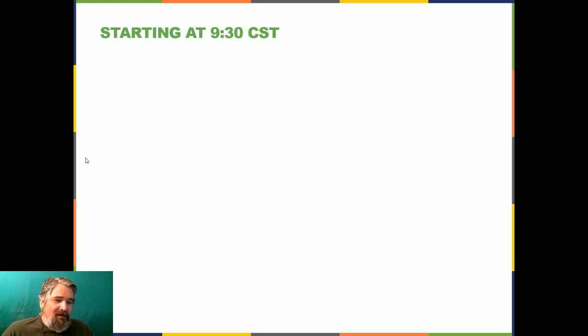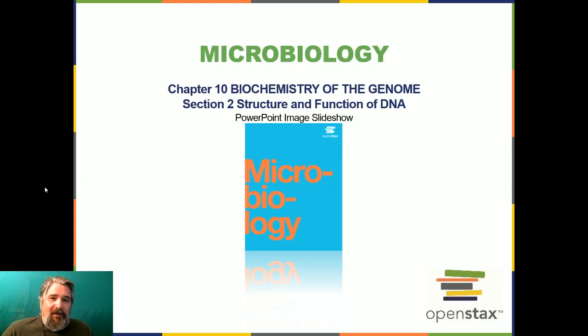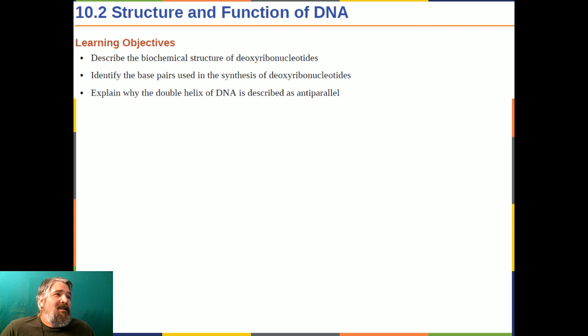Okay, so it is 9:31 Central Standard Time, though I am in the Eastern Time Zone. That's all good. So we are going through Chapter 10, the biochemistry of the genome, the structure and function of DNA. And I think I stopped a couple of slides in. The learning objectives include describing the biochemical structure of deoxyribonucleotides, identifying the base pairs used in the synthesis of deoxyribonucleotides, and explaining why the double helix is described as anti-parallel.